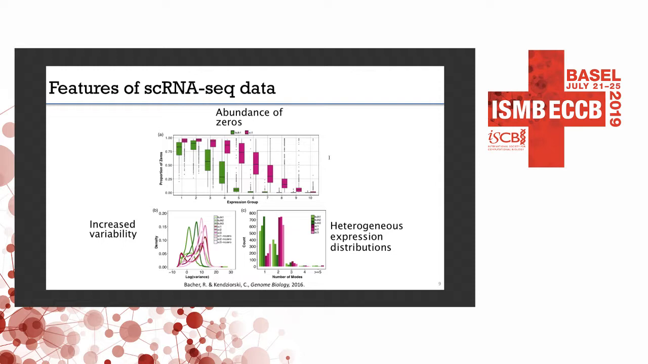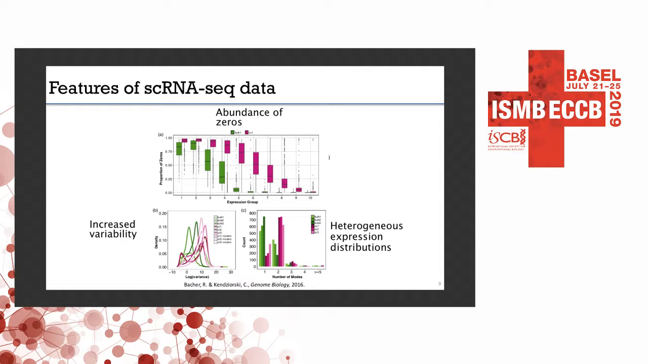And then for that lowly expressed group, both bulk and single cell have many zeros. But as the expression goes up, we would expect to have fewer and fewer zeros. But for single cell here in pink, we see that we still have a lot of missing information or dropouts from sampling. And so we're going to have to deal with those zeros in our statistical and computational algorithms.